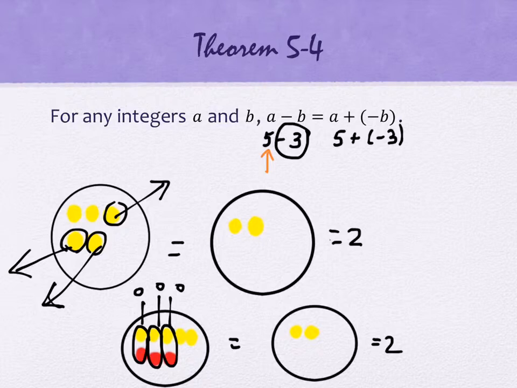So in one method, I'm actually adding something in. I'm adding in the 3 red chips and I'm pairing them. In the other method, I'm taking out the 3 yellow chips. And of course, the net result's the same, right? 2 yellow chips at the end.